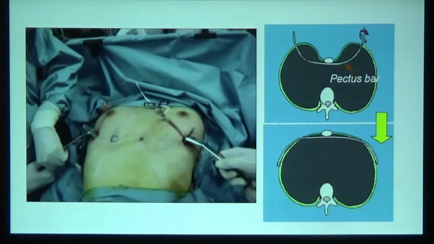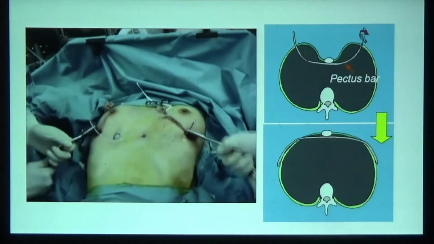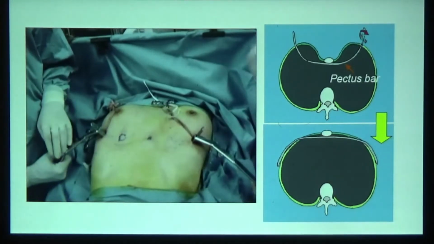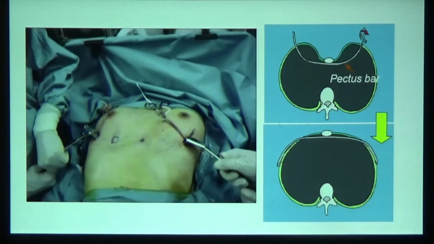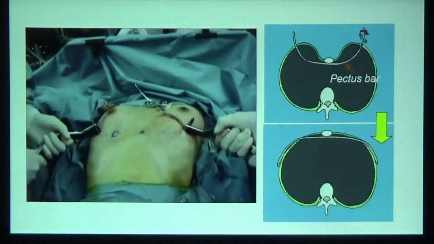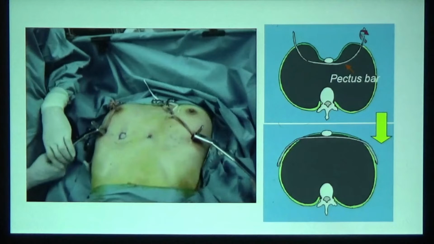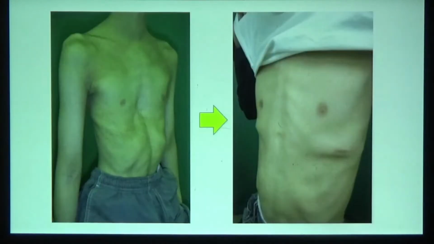Let me show you a short movie of an operation for this condition. We place a U-shaped metal bar beneath the sternum and flip it upside down. By doing so, we push up the concave part of the chest. By performing this operation, the deformity of the chest is corrected. The concavity that had existed before the operation disappears. The patient is happy, and I'm happy too.